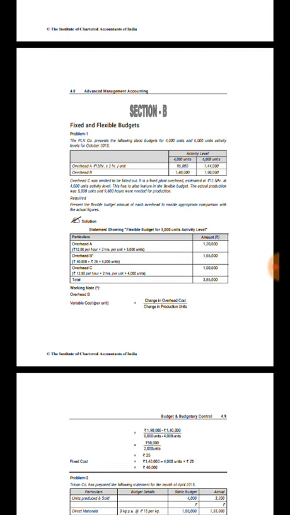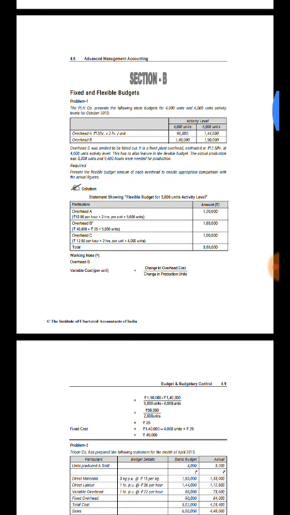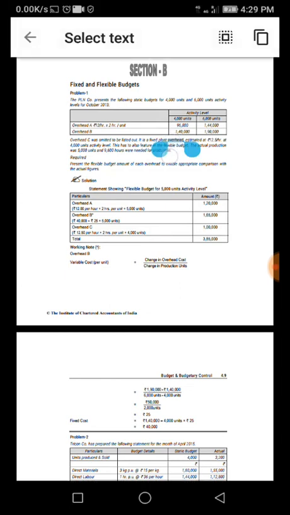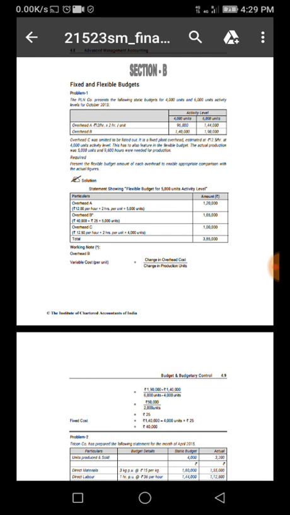So what we can do is change in overhead cost divided by change in production units. So 1,90,000 minus 1,40,000 divided by 2,000. Okay, so it's coming 25. So 25 is nothing but the per unit variable cost. So at 4,000 level, total overhead B is 1,40,000 minus 4,000 units into 25. You will get the balance, which is fixed.